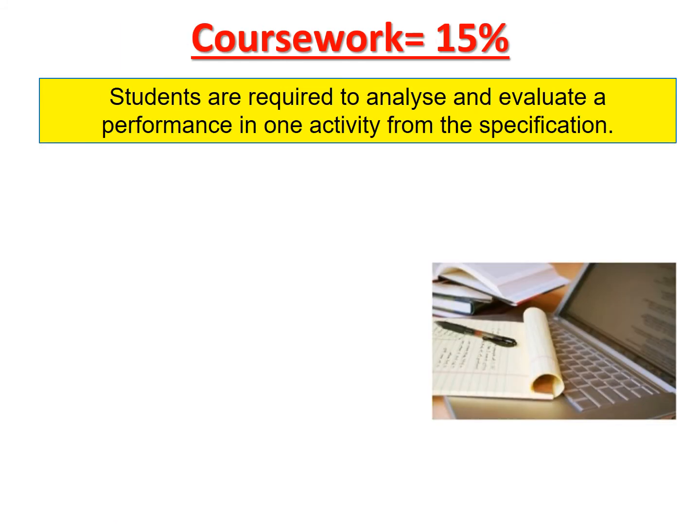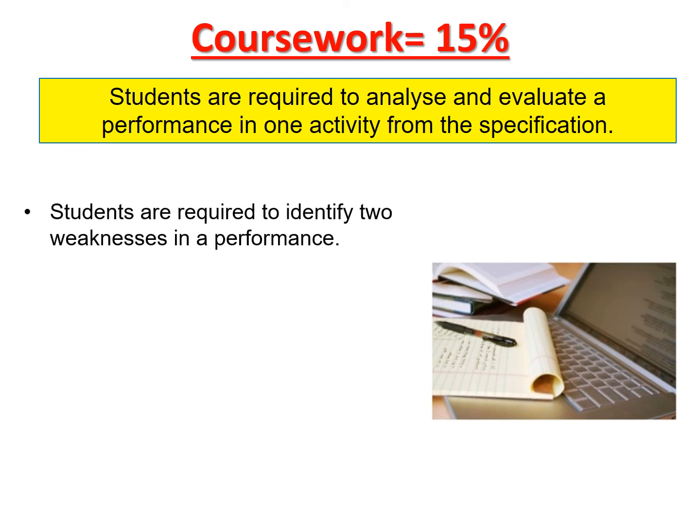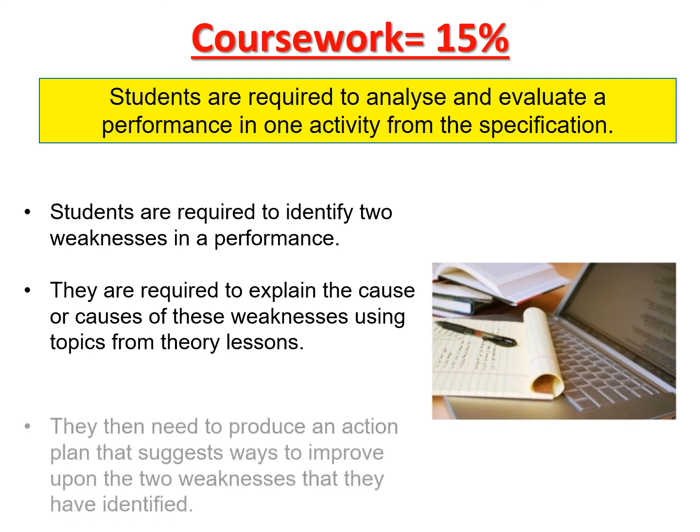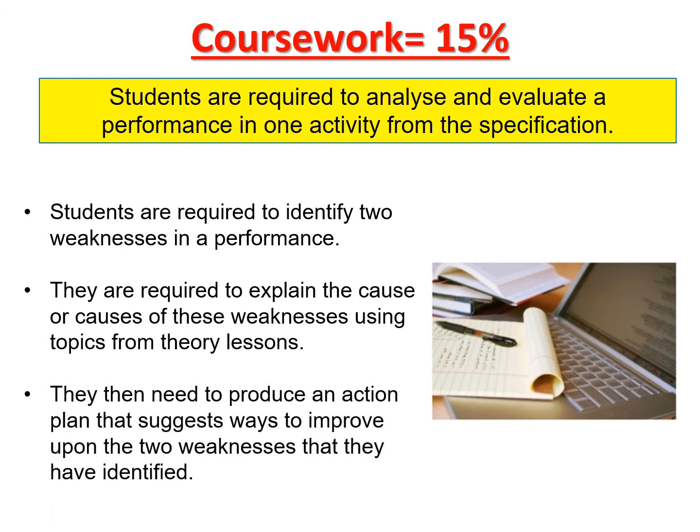Alongside your practical sport, you'll also be required to create a piece of coursework in which you analyse and evaluate a performance in one activity from a specification. This tends to be the sport that you've chosen to perform in. So you have to, for coursework, identify 2 weaknesses in your performance or someone else's performance. Then you're required to explain the cause or the causes of the weakness using theory topics you've learned in your theory lessons. You then need to produce an action plan that suggests ways to improve the weaknesses that you've identified.